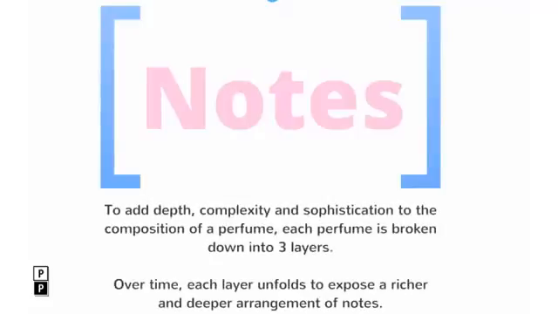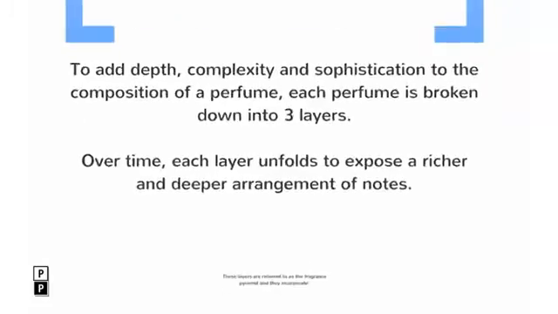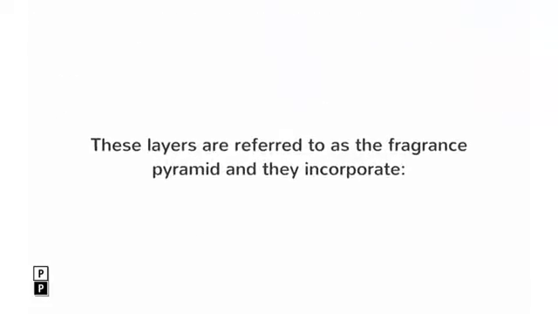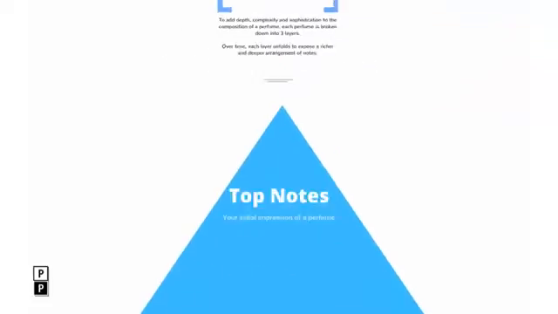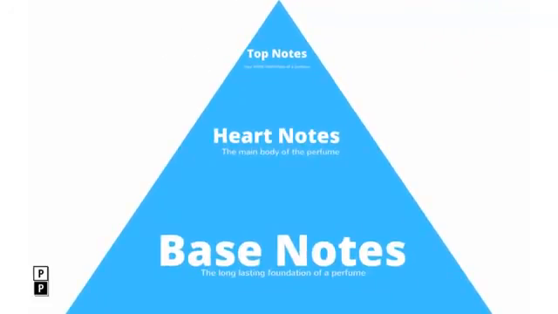So now that we know that scents are called notes, and a combination of notes create an accord, we can move on to the composition of the modern day perfume. To add depth, complexity and sophistication to a perfume, each perfume is broken down into 3 layers. Over time, each layer unfolds to expose a richer and deeper composition of notes. These layers are referred to as the fragrance pyramid, and they incorporate top notes, which are your initial impressions of a perfume, middle or heart notes, which represent the main body, and finally base notes, which provide the long-lasting foundation for the perfume.